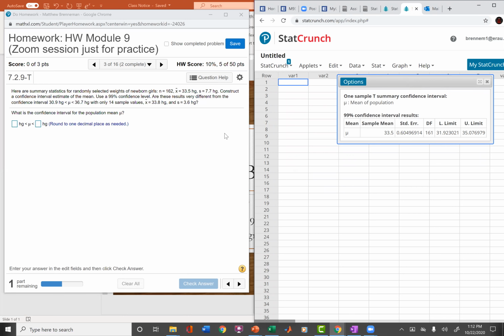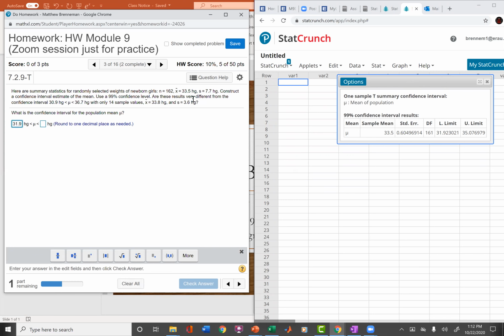And now we just go ahead and copy and paste this, right? Only have to round to one decimal place, so I'm just going to enter it by hand. 31.9 is my lower limit, 35.1 is my upper limit. Okay. And so I'd say that I'm 99% confident that the actual value for the average weight of all newborn girls is between 31.9 and 35.1.